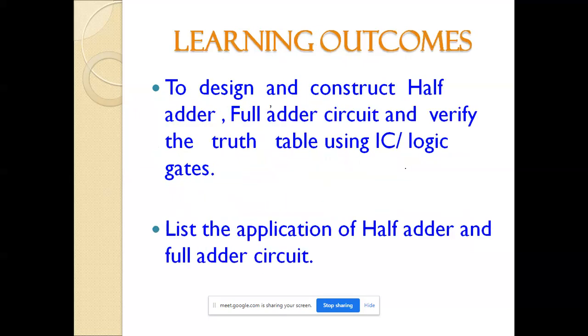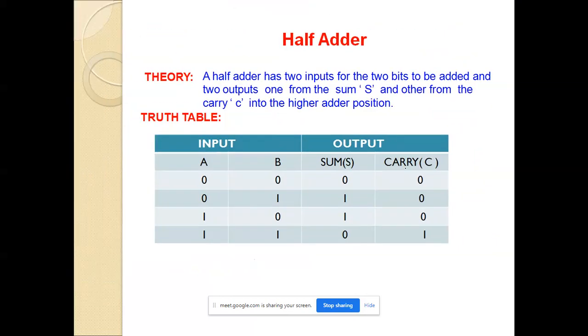So what is the learning outcome for today's session? First of all, we will try to design and construct the half adder, also the full adder circuit, and verify the truth table using the IC logic gates. Then we will try to list the several applications of the half adder and full adder in real time. So what is a half adder all about? A half adder has two inputs for the two bits to be added and two outputs, one for the sum and the other for the carry into the higher adder position.